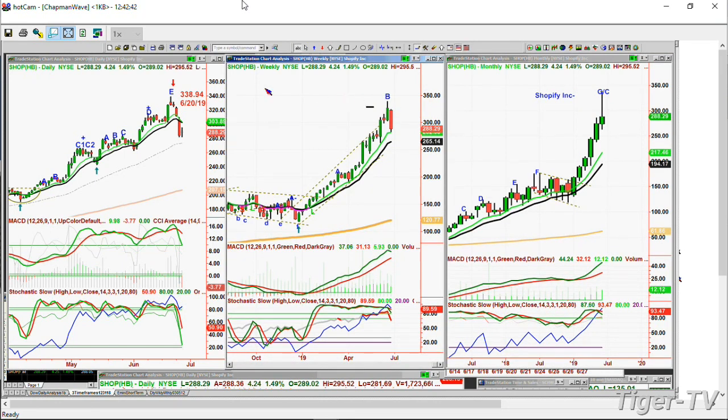Absolutely, there's no question that if there's no new high above 338.94, that's going to be 338. It's trading at 288, so that's 50 points. I just don't see how it's going to do that. 50 points, am I right?